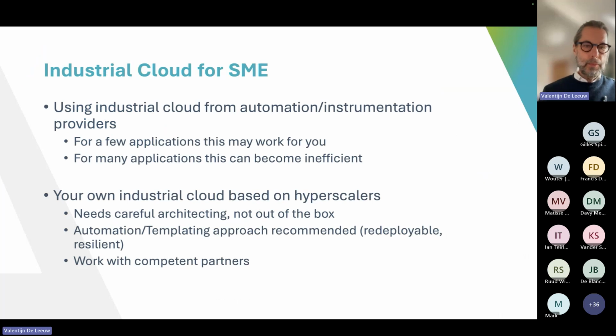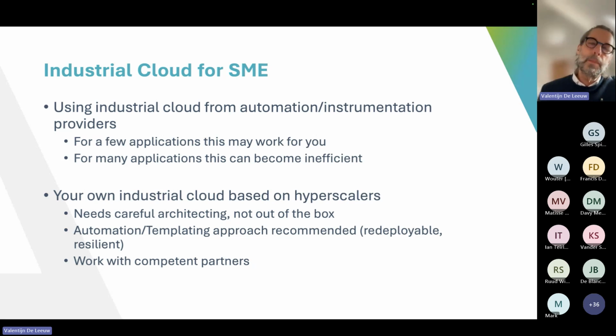Now, in terms of the possibilities for setting up a cloud, there are basically two categories. The one category is the industrial cloud from automation and instrumentation providers. So you buy a sensor and they provide you a cloud and you can see the value of the sensor on a cloud dashboard. And you buy another sensor from another vendor and you get another cloud and another dashboard.